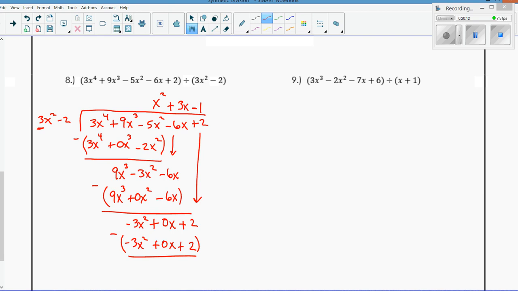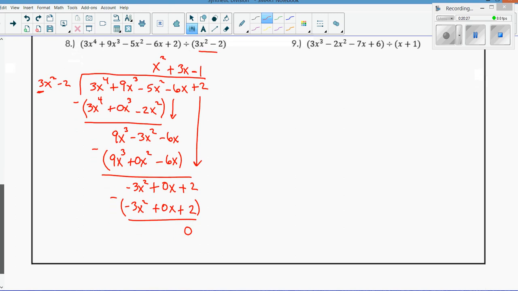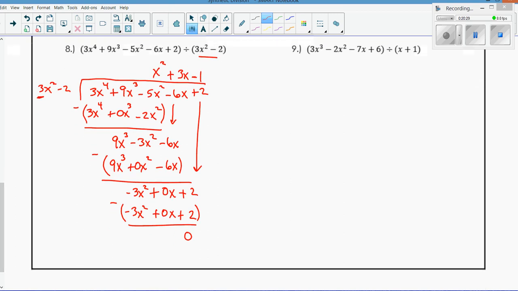I want to subtract all of these. So my first terms cancel, that's good. 0 minus 0 is 0. 2 minus 2 is nothing. So I end up with a remainder of 0, which means that I could have solved this and found a solution that is a factor of that larger polynomial. So my answer is x squared plus 3x minus 1.